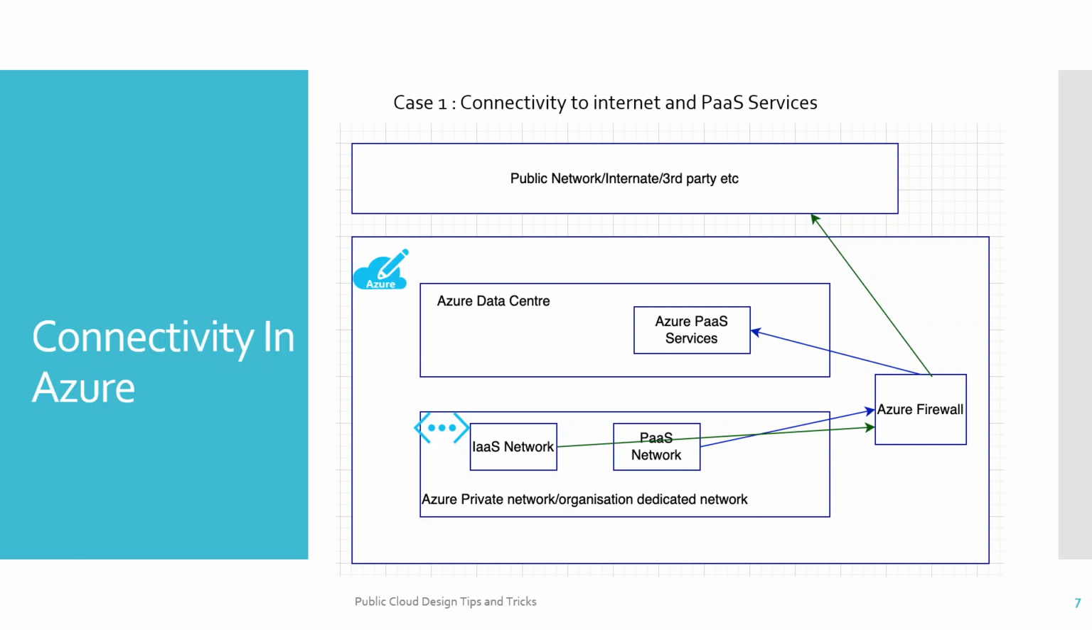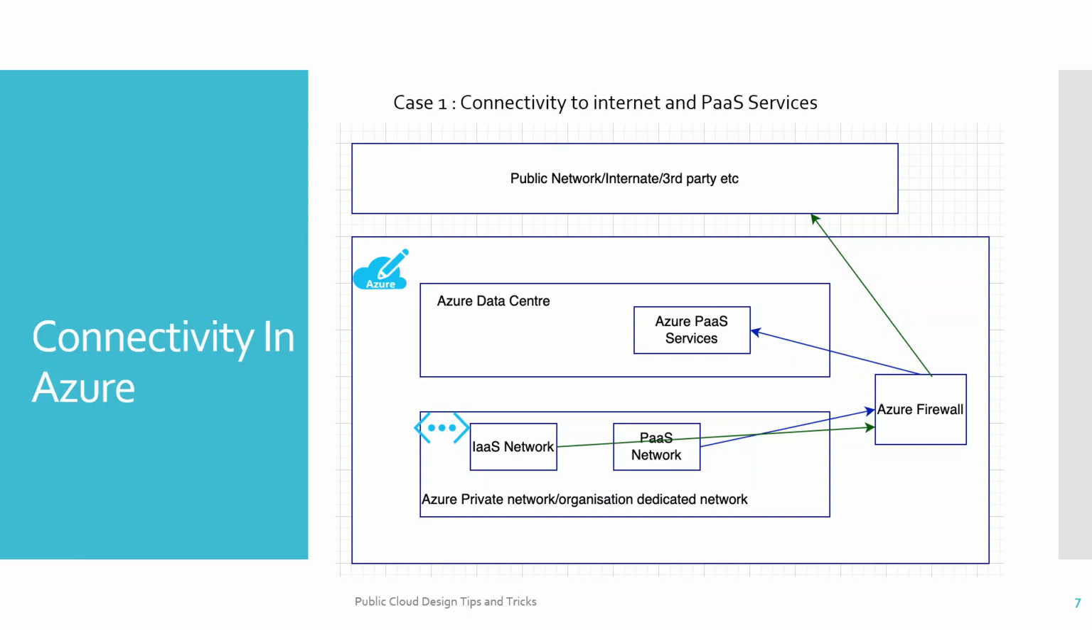Now there are different scenarios or different cases within that kind of topology. So case one is more the same connectivity. If you see, the below one is the private network, the organization dedicated network, where the services or the networks are connecting to many services of Azure data centers using firewall appliances.